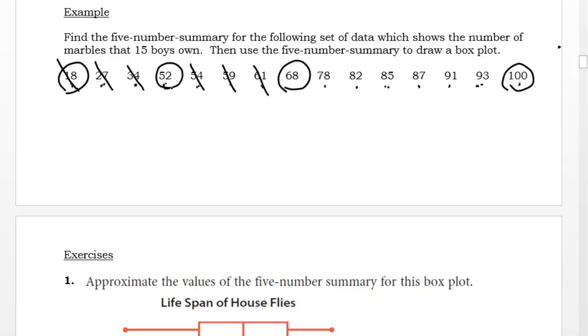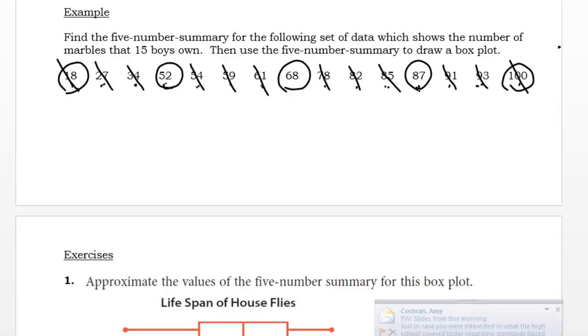We're going to find the third quartile, or the third quarter mark, by matching up the top half of the data. 78 matches with 100. Again, we do not use the median value when we are going back to determine the quartiles. So my 5-number summary is 18, 52, 68, 87, and 100.